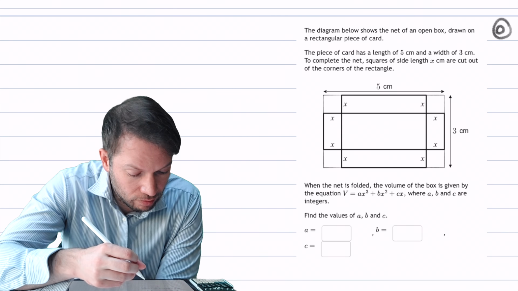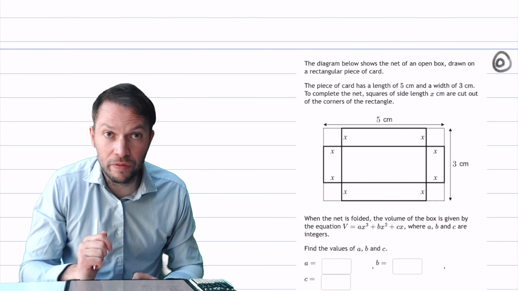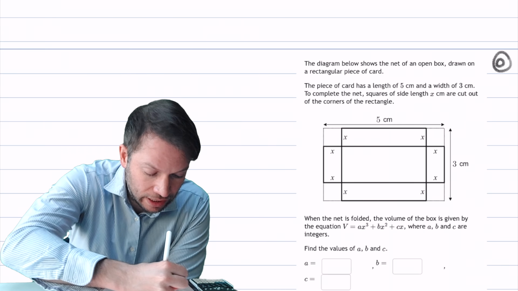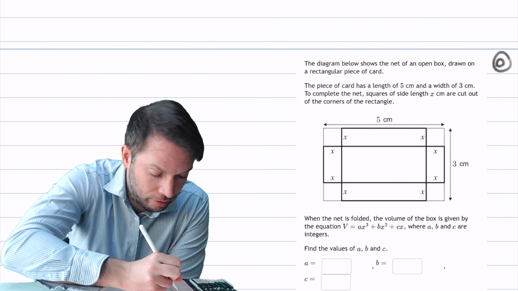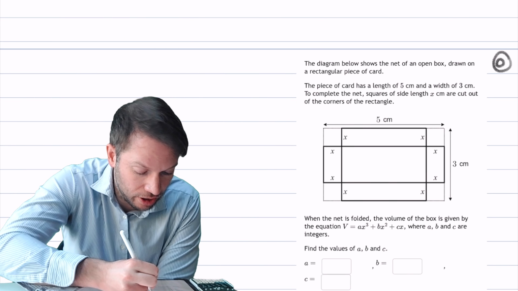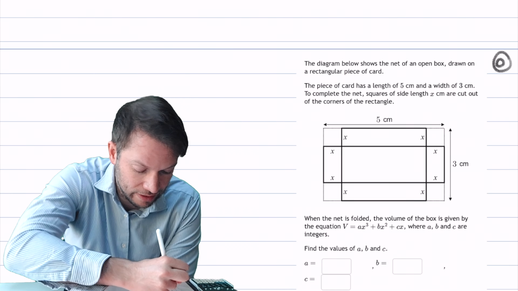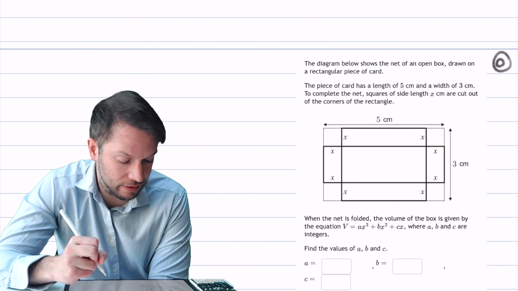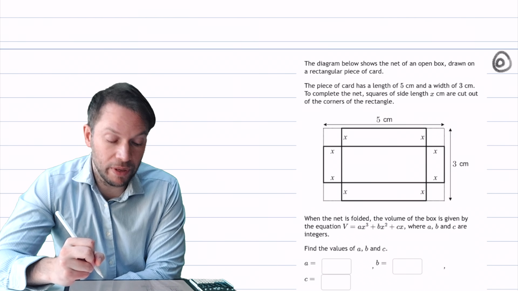We've got a rectangular piece of card, and if we were to fold that net together, we get an open top box. Now, the piece of card has length 5 and width 3. To complete the net, squares of side length x are cut out of the corners of the rectangle. When the net is folded, the volume of the box is given by this. Find the values of a, b, and c.